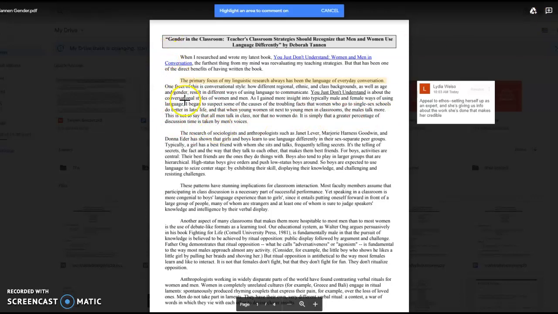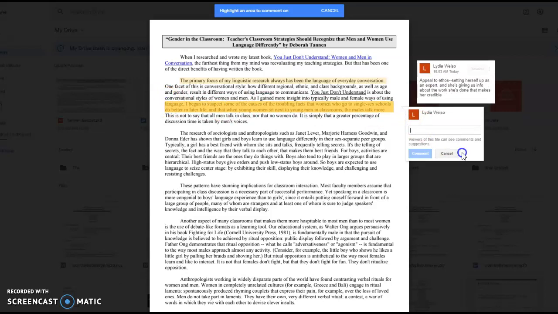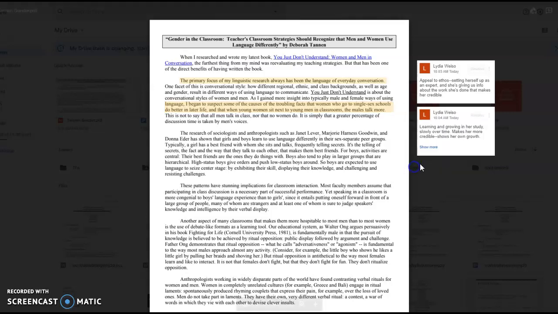So what this section, "I began to suspect some of the causes," what this sentence tells me is that she is kind of learning and growing in her study, that she is learning slowly over time, and the way that I read this is that it makes her more credible because she's willing to admit that she has had to grow. So showing her own growth to me as a reader is more credible than her just kind of acting like she has all of the answers to begin with.